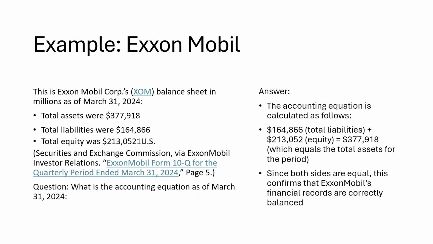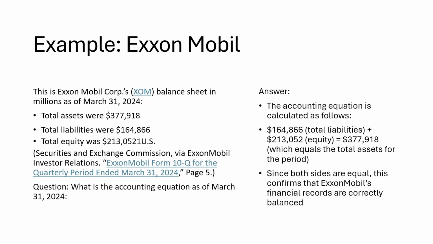This is another real-world example of the accounting equation using ExxonMobil's balance sheet as of March 31st, 2024. The equation ensures that all financial transactions are properly accounted for. Any imbalance would indicate errors in the financial statements. So the financial details are that the company has total assets of $377,918,000 and total liabilities are given as well. The total equity was $213,052. This comes from the Securities and Exchange Commission in 2024.